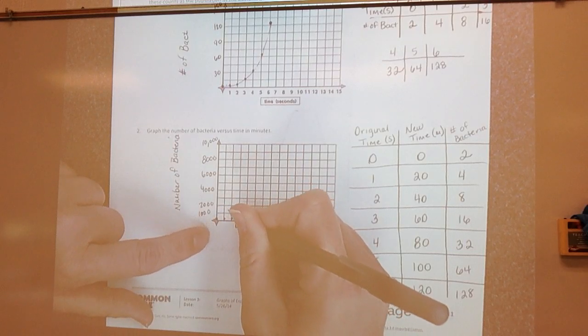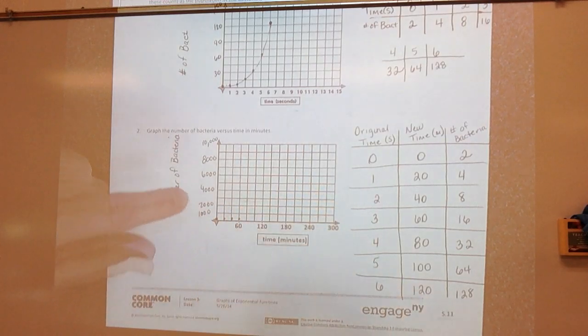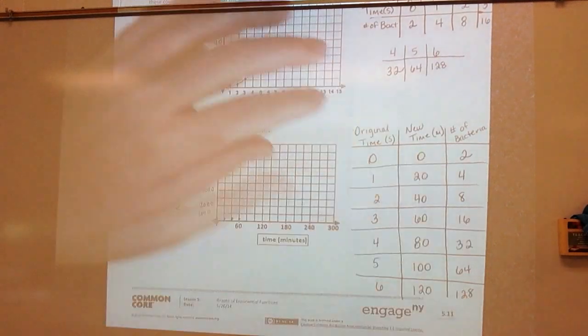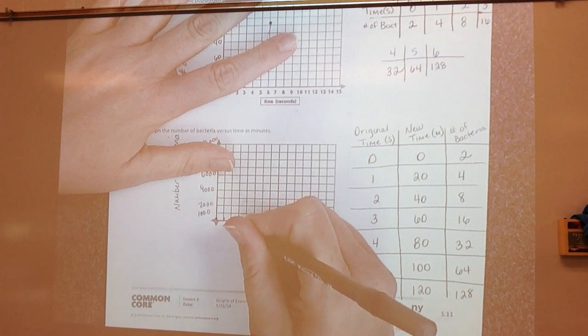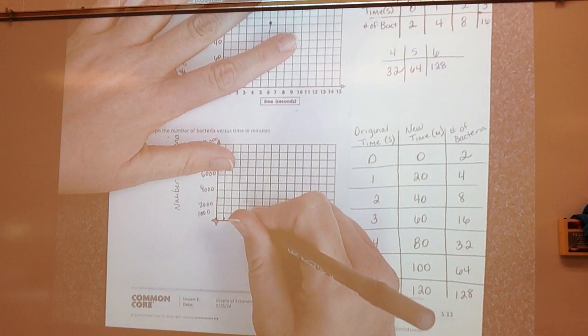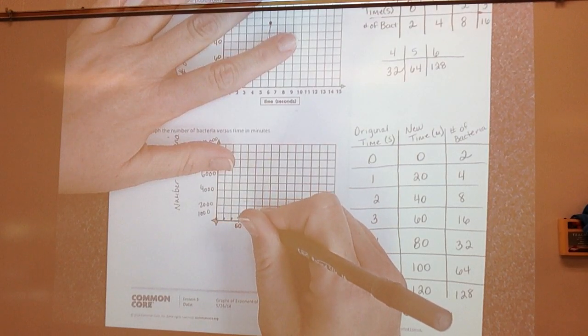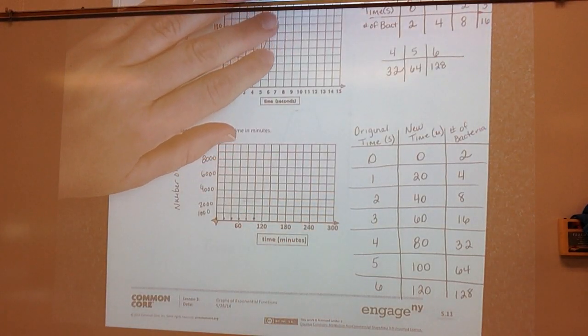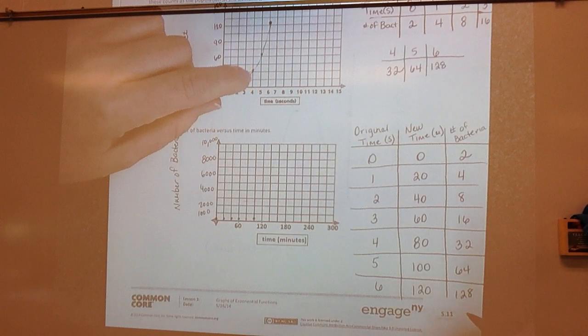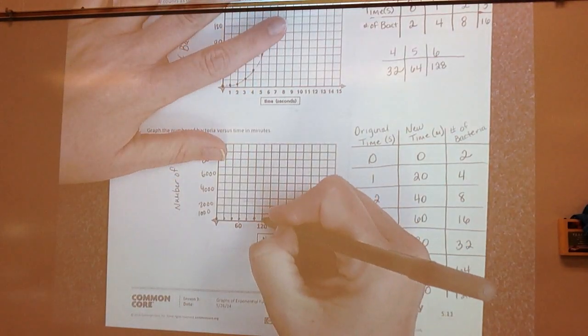At 60 minutes we have 16. And look what's happening. Our graph is really not moving a whole lot. Our first several points are going to be bunched right there together because we haven't reached a huge amount just yet. So we're just kind of gliding along this x-axis here to give us our points.